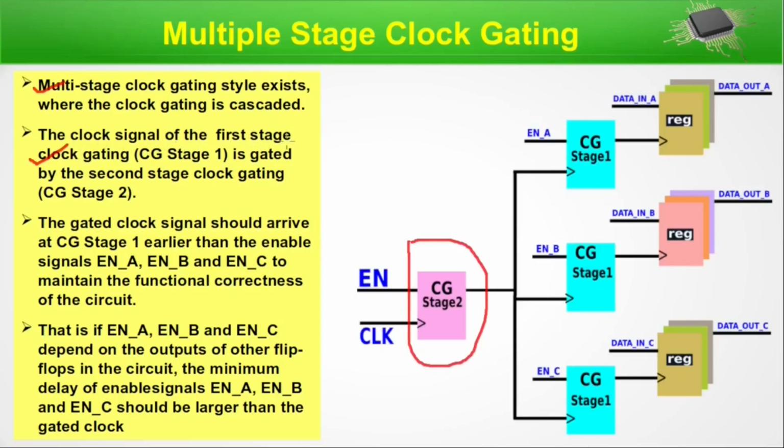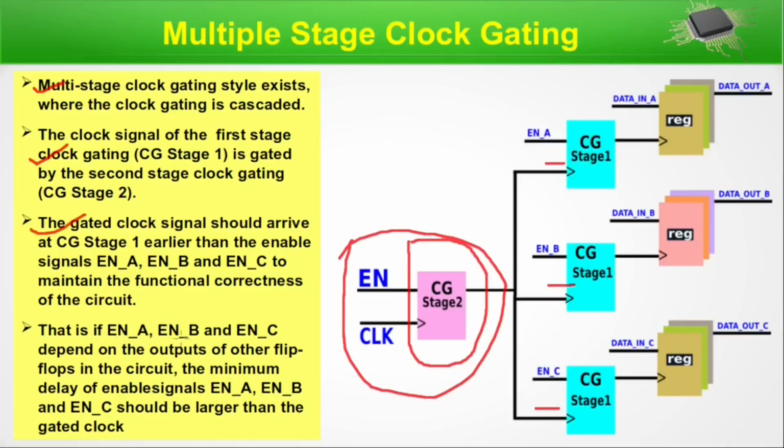So the clock signal of the first stage clock gating is gated by the second stage clock gating. So this is the first stage and this is the second stage, and this stage controls stage 1. Clock is going here, although enables are there. At that stage, enables are there, and the gated clock signal should arrive at CG stage 1 earlier than the enable signals. If stage 2 is completely activated, the clock signal will come here, here and here. And that should come earlier compared to enable A, enable B, enable C. It's already present, enable will come and the clock signal will go there.